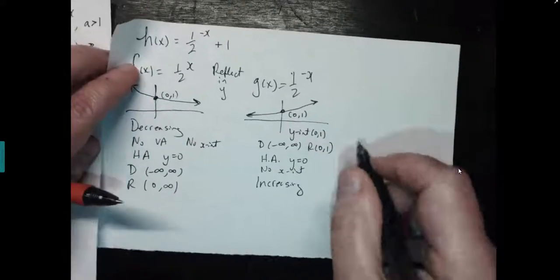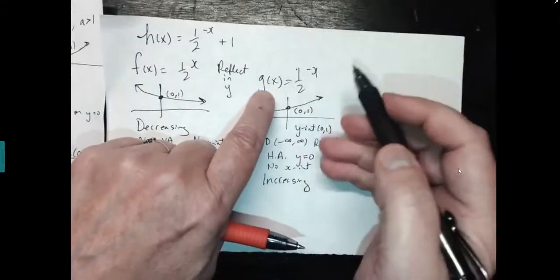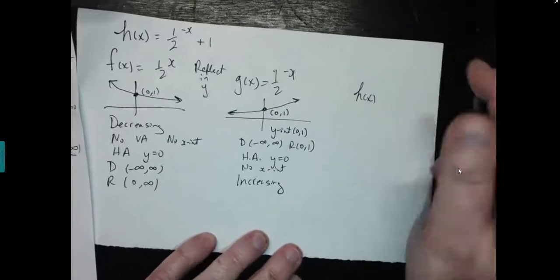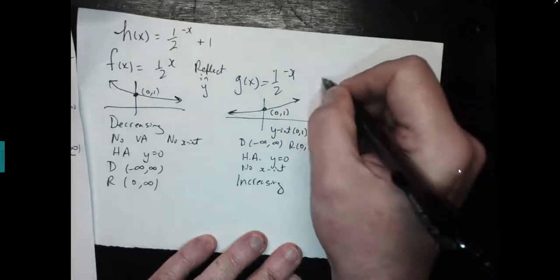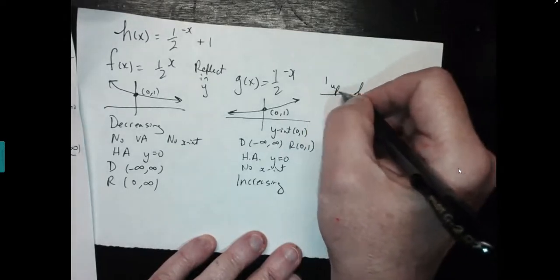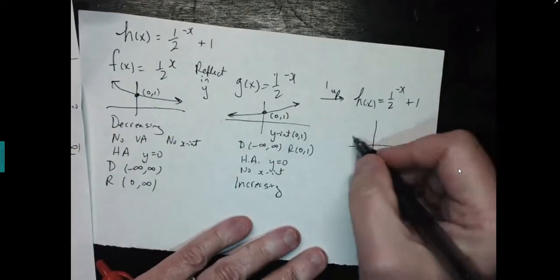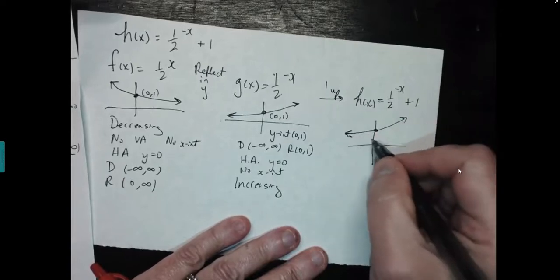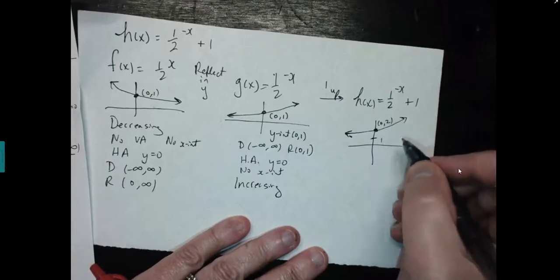And finally, I want to get the graph of this. Well, all I need to do to this formula is add 1. And when you add 1 to the formula, that's shifting it 1 unit up. So I'm going to take the graph of this and shift it 1 unit up. And we can see my new y-intercept is going to be (0, 2).